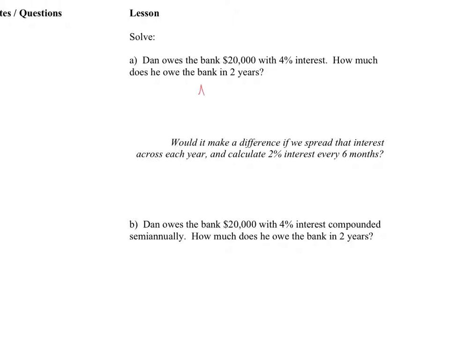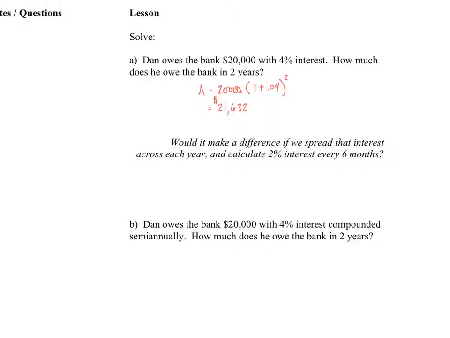So this is a problem that we know how to do. We don't know A. We know that P is 20,000. Since interest is 4%, we'll add 0.04 to 1, and we'll raise it to the 2 power. So this is just a regular exponential growth problem. We throw that into a calculator, and we find out that at the end of 2 years, Dan's going to owe $21,632. We know how to do this, okay?